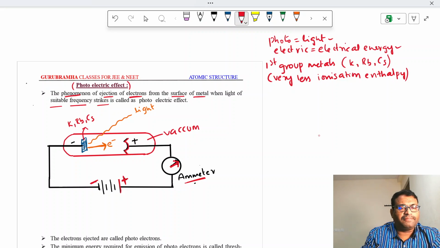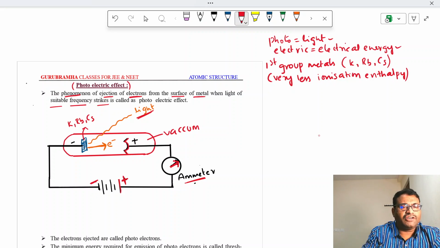So this is the setup. This setup is exposed to sunlight, light energy. So light energy is the source where this light energy is converted into electrical energy. How this happens, let us see.